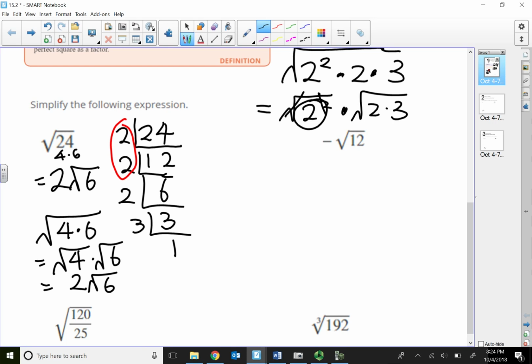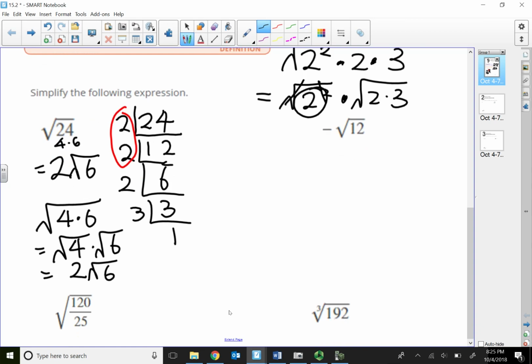A lot of times when students see this, they will just write the 4 and the 6 underneath here. Square root of 4 is 2, and the 6 is not a perfect square, so it has to stay inside. You can do it that way. So again, for a small number, looking for a perfect square number is not a bad idea. For a large number, it gets a little bit tougher.